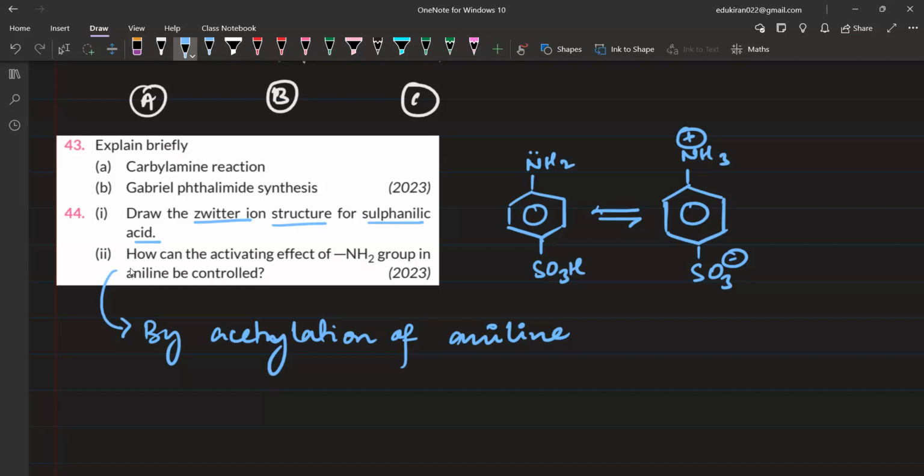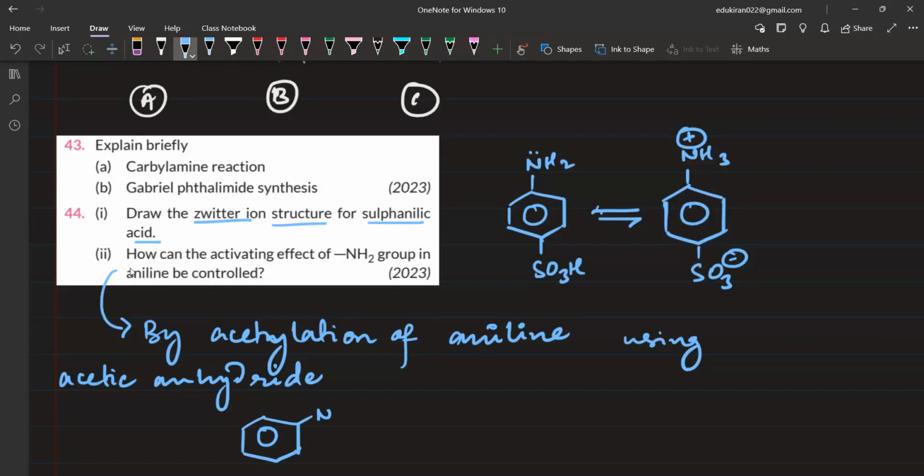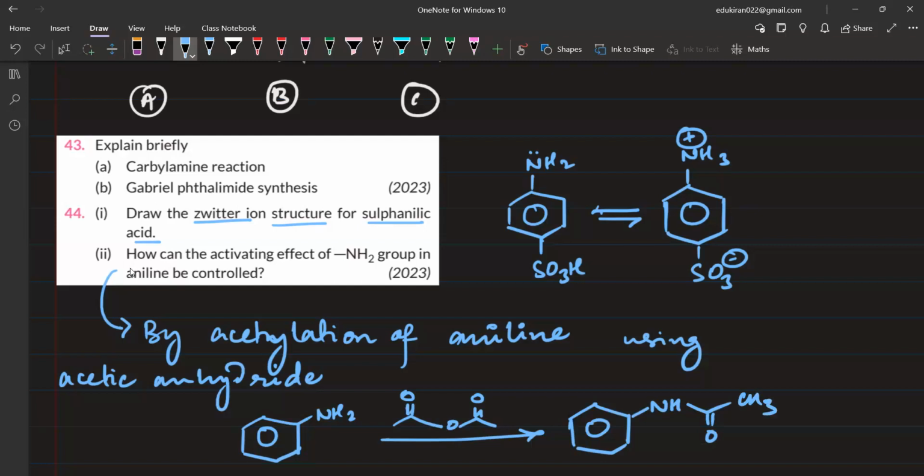And if asked, you can explain it further by acetylation of aniline using acetic anhydride. You can also show the reaction, that you have a benzene ring which has NH2 and you are going to use C double bond O, C double bond O, and you will be getting NH C double bond O CH3. So all of these things you can show.